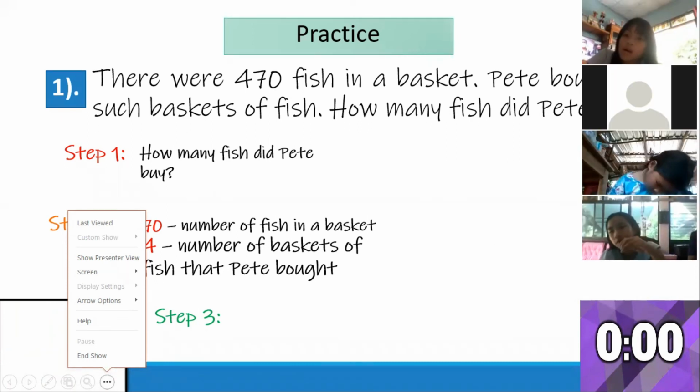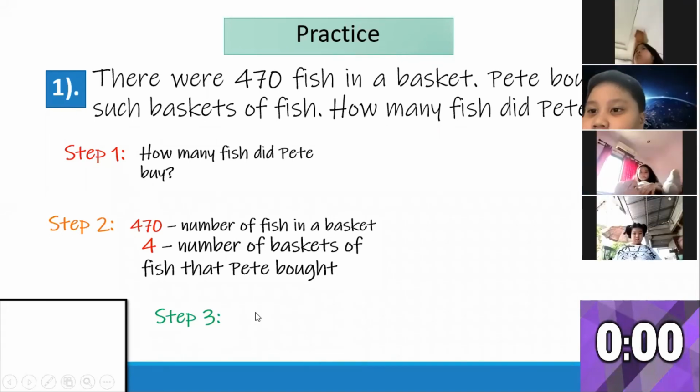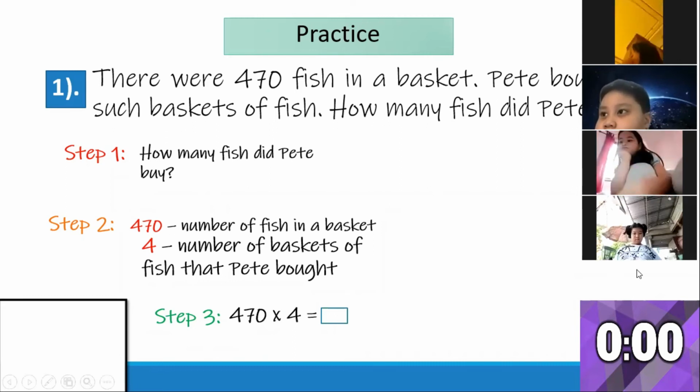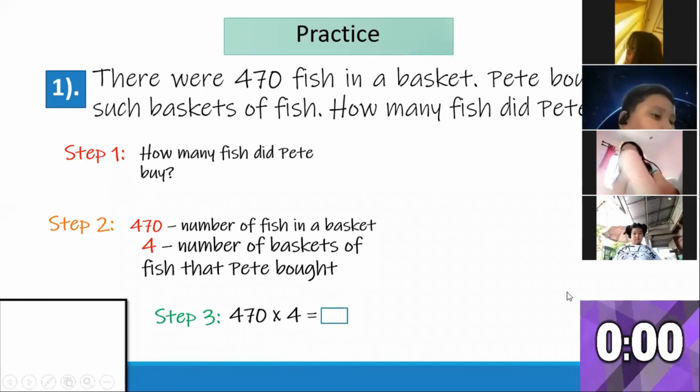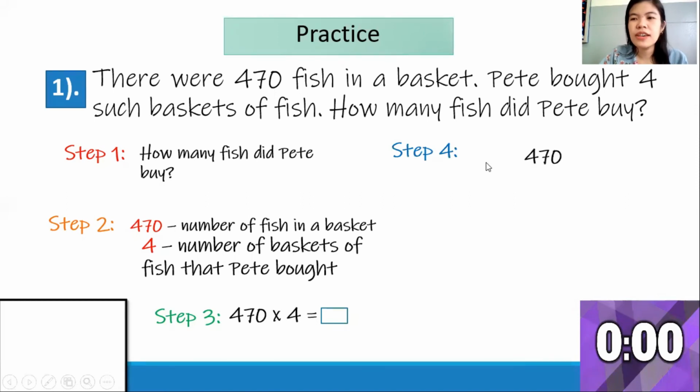Are you done? Finish. Okay. Who wants to give the equation for step 3? Can I ask Mr. Merrick to give the equation? 470 multiplied by 4. That's right. Very good. Thank you. So you have now the equation. For step 4, you are now ready to solve. Step 4, solve the problem in 15 seconds only.